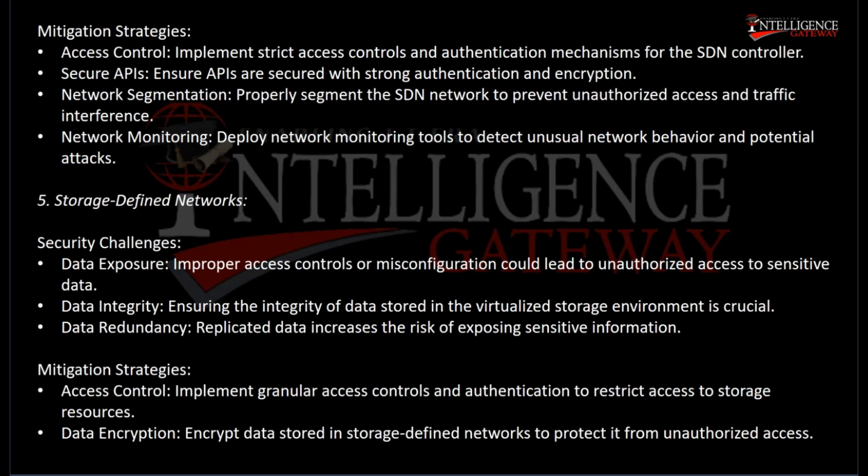Mitigation strategies. Access control. Implement strict access controls and authentication mechanisms for the SDN controller. Secure APIs. Ensure APIs are secured with strong authentication and encryption. Network segmentation. Properly segment the SDN network to prevent unauthorized access and traffic interference. Network monitoring. Deploy network monitoring tools to detect unusual network behavior and potential attacks.